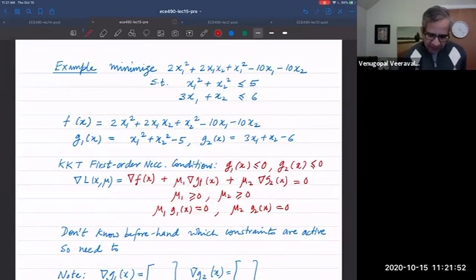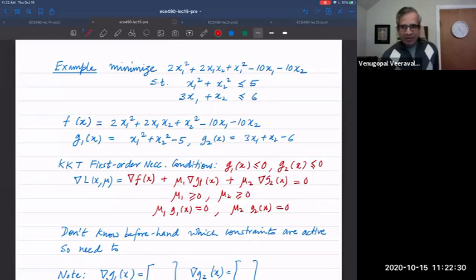Okay, so the difficulty here in solving these equations to identify x and the corresponding mu's, or the x star and the corresponding mu, is that you don't know beforehand which constraints are going to be active and which are not going to be active at x star, because you don't know what x star is until you solve these equations, right? So it's like a chicken and egg problem, right?